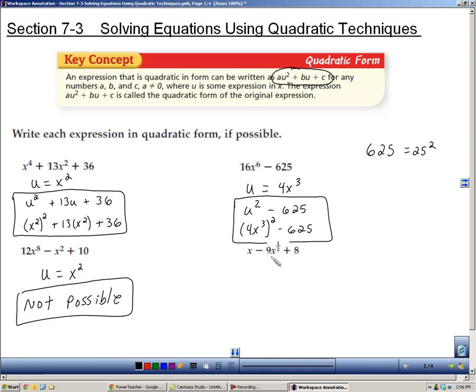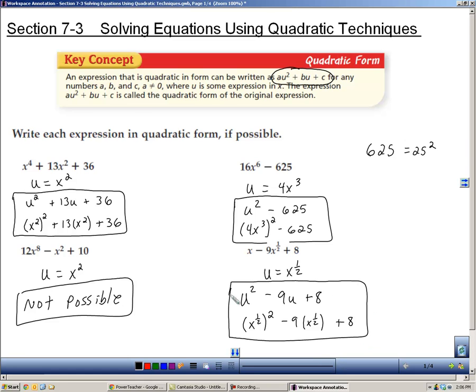Over here, we have an x to the 1/2 in the middle, so I'm going to make my u x to the 1/2. It turns out that if I square x to the 1/2, I'm just going to get an x, and this will be a 9u plus 8. So rewriting this, this is actually going to be x to the 1/2 squared minus 9 times x to the 1/2 plus 8. And let's see if you can understand that. X to the 1/2 squared gives me an x to the first power. So I'm able to rewrite it as something with a square on it, and then have that same base with a first power in the middle, and now it's in quadratic form.